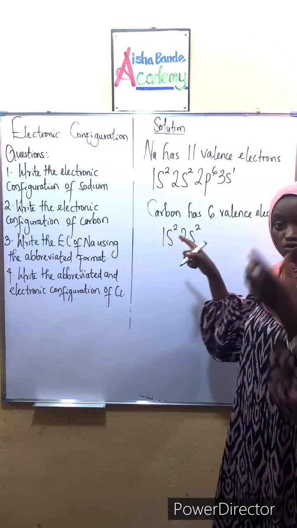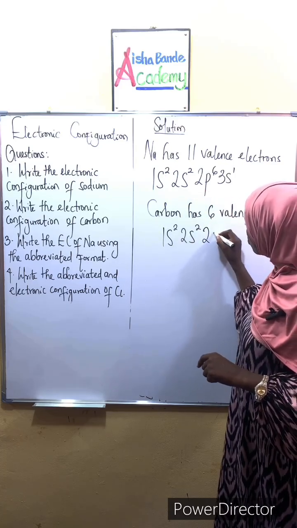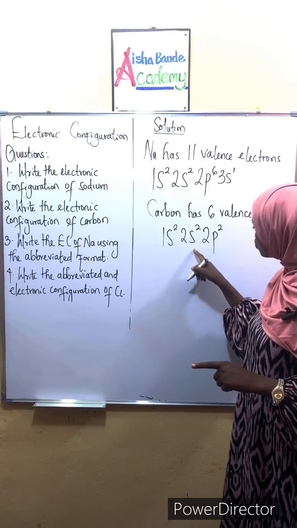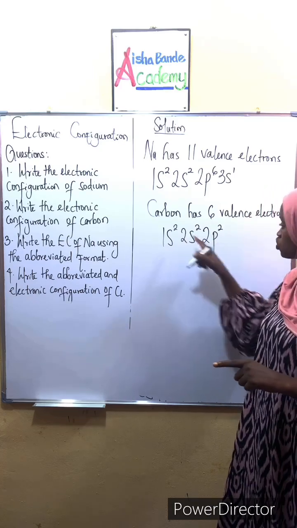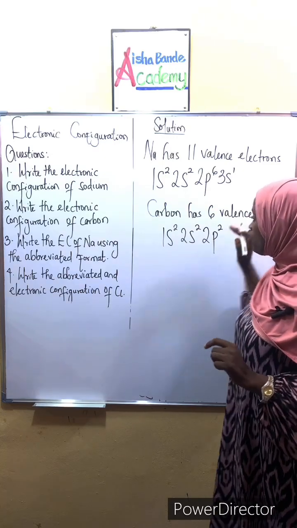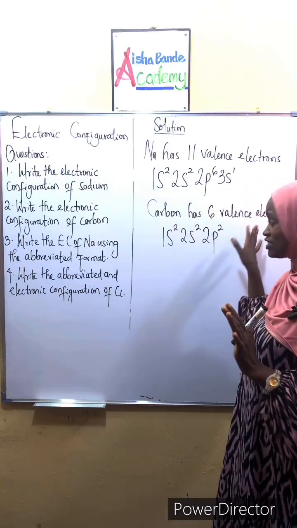So it remains 2 more for you to fill up. And we know that what comes next is P. So this is going to be 2p2. So this is 1s2, 2s2, 2p2. So this is 2 plus 2 plus 2, which is 6. So this is the electronic configuration of what? Of carbon. It's just as simple and as straightforward as this, okay?